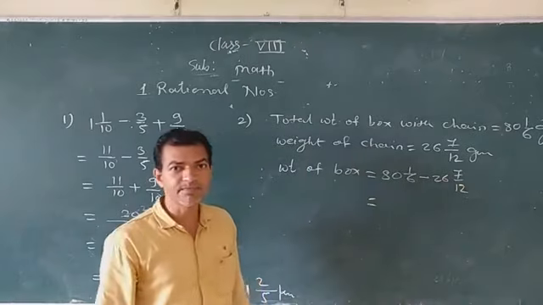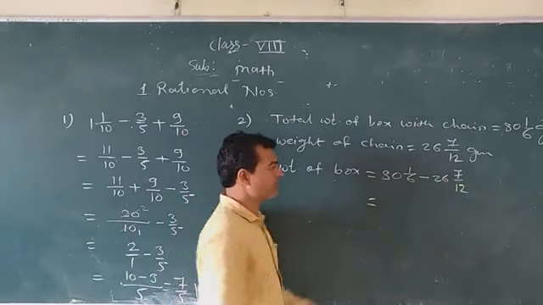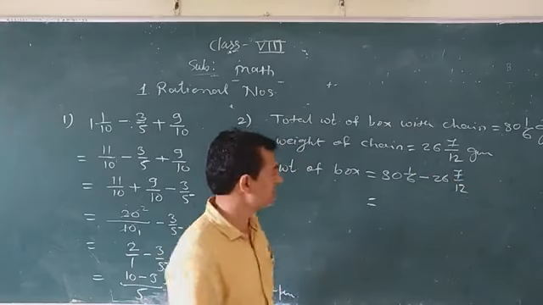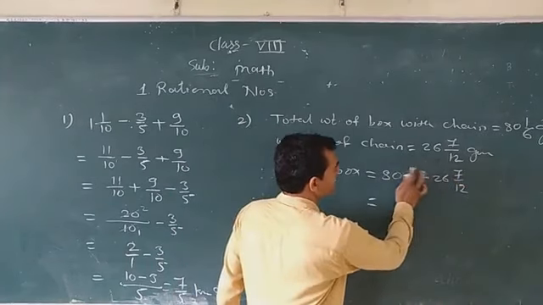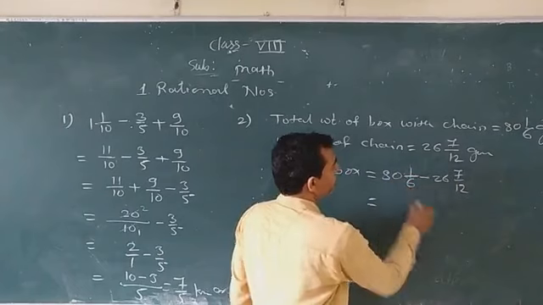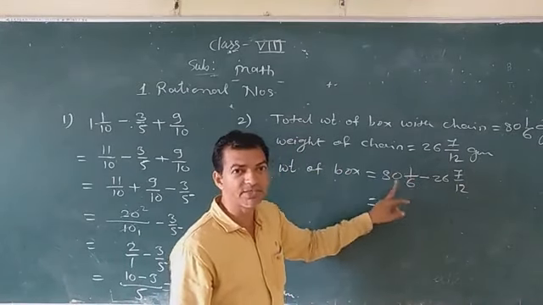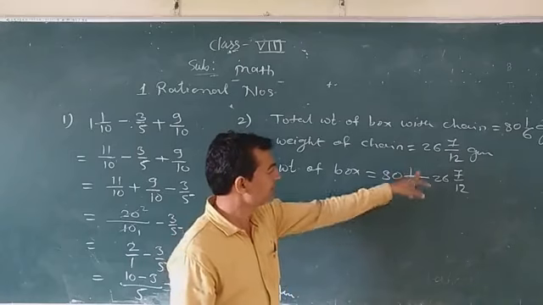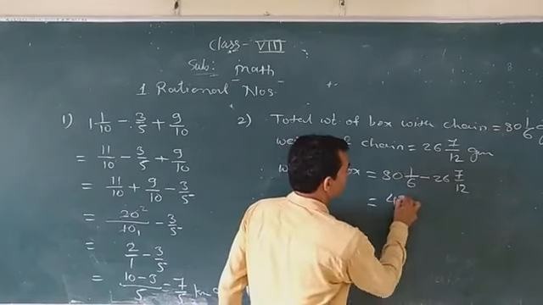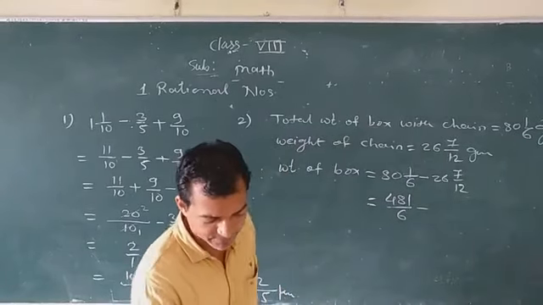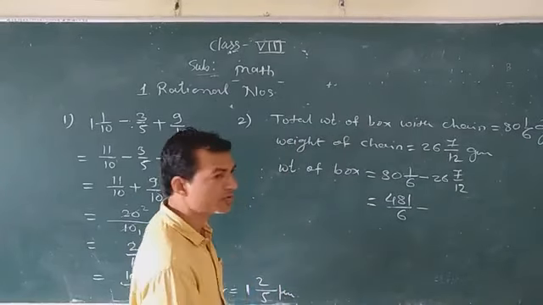Okay, understood this one? Now first you have to convert this mixed number into an improper fraction. So 80 into 6. 8 sixes are 48, so 480. Okay. 480 plus 1 means 481 by 6 minus 26 into 12. How many? 26 into 12, that you have to solve.